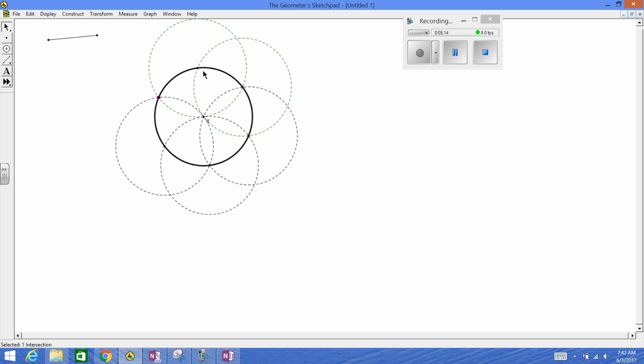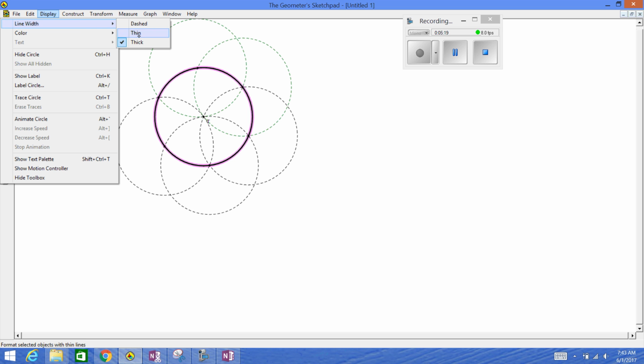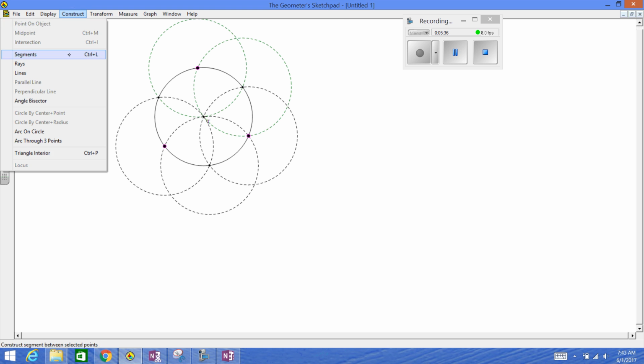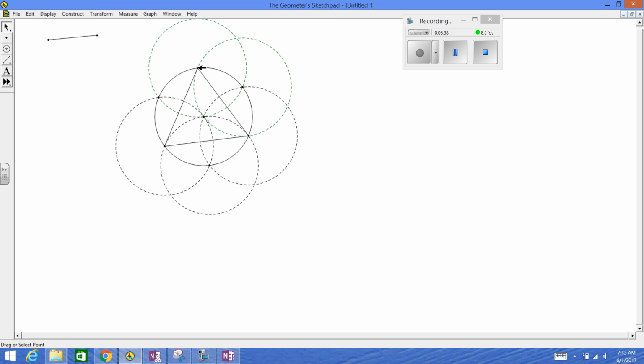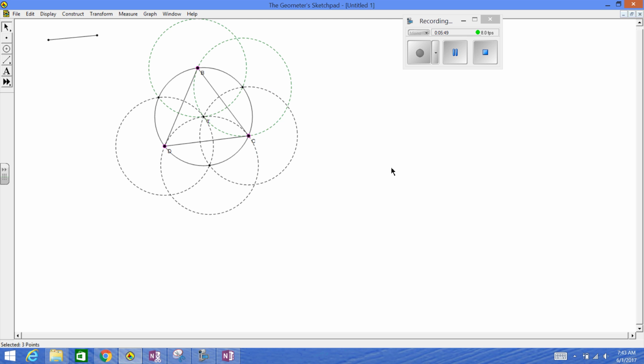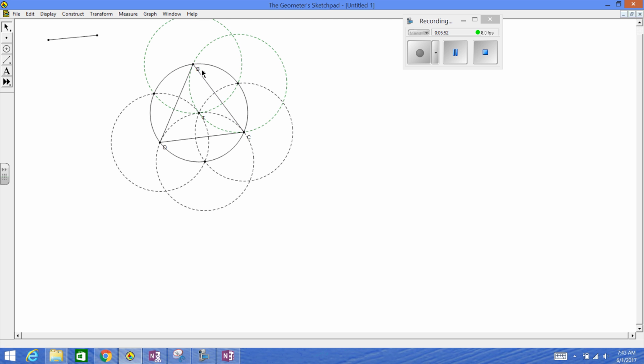So what we just found was, let me get that back to, hard to see the points, so back to thin. Okay, so now what we have is our 6 equally spaced points. Now that would be what we need for a hexagon. Well, why did I do that? Because for an equilateral triangle, all I got to do is pick every other one and construct the segments. So these 3 points, if I let it label those, let's see, label points, sure, we'll call it B, C, D, F. And that's what we have right there.